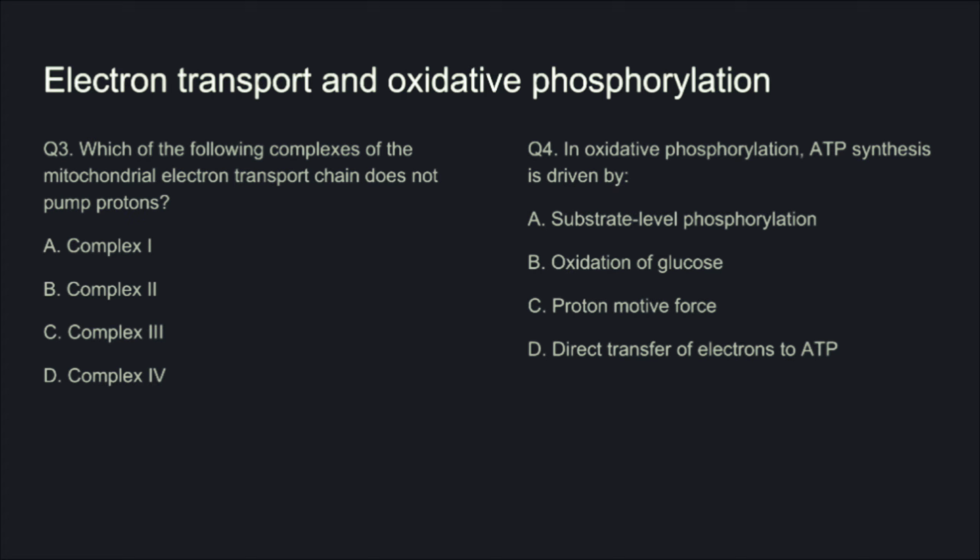Question 3. Which of the following complexes of the mitochondrial electron transport chain does not pump protons? Options are A. Complex 1, B. Complex 2, C. Complex 3, D. Complex 4. The correct answer for this question is complex 2. Complex 2 is your succinate dehydrogenase.